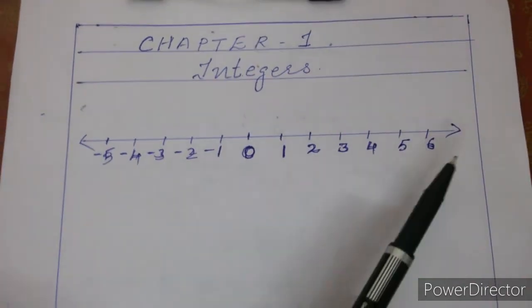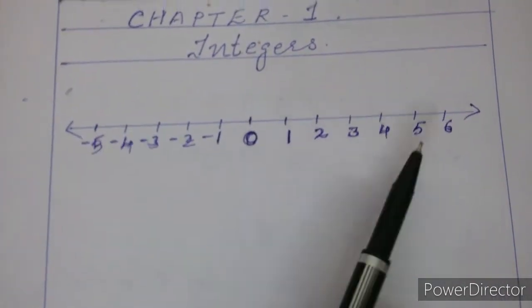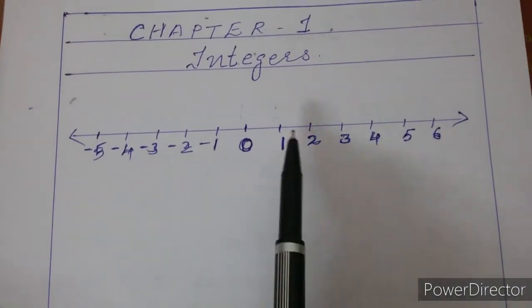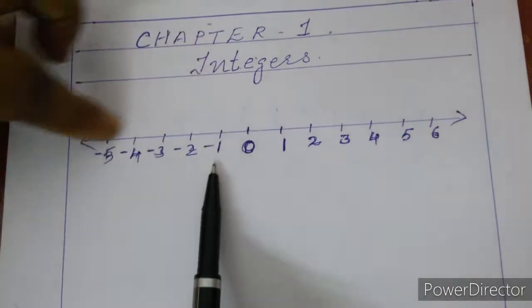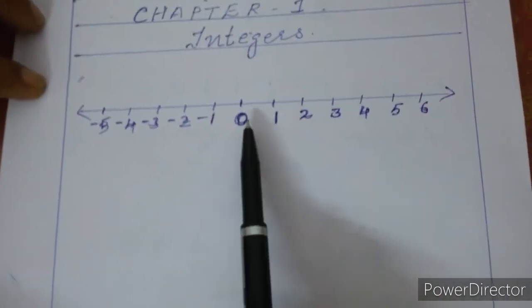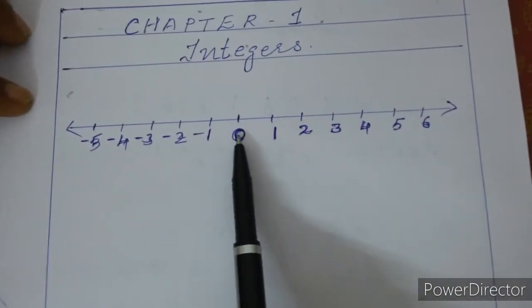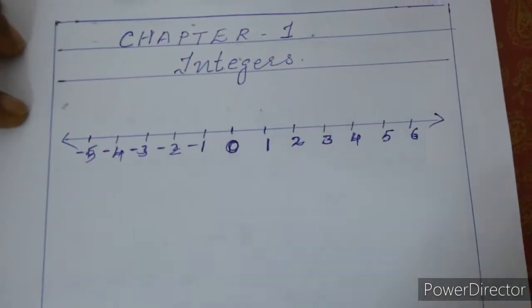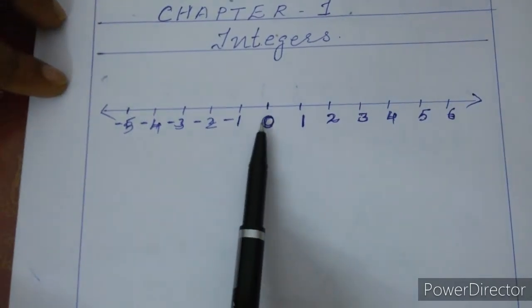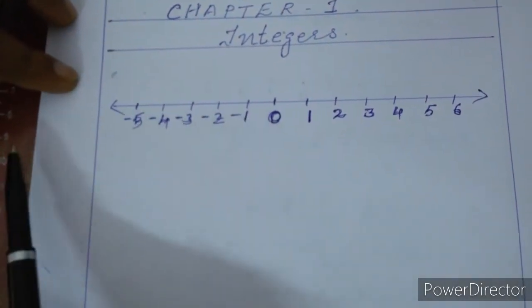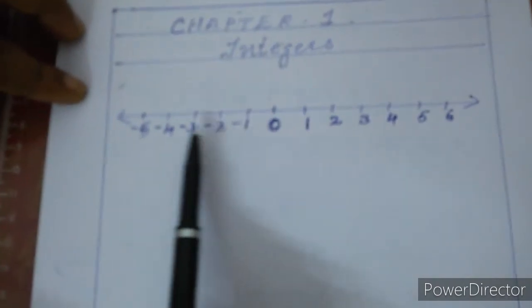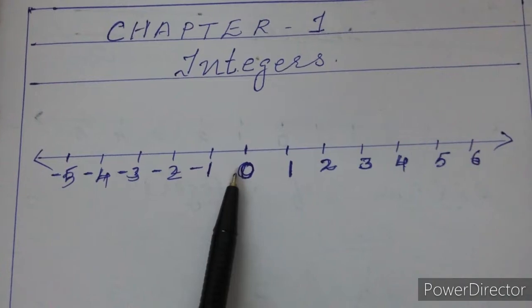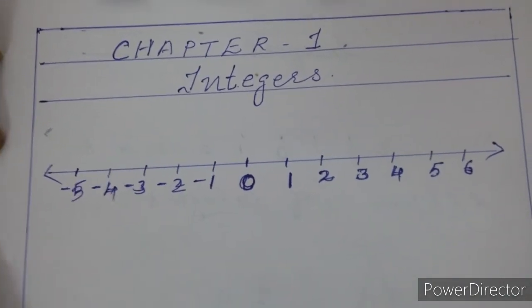Representation of integers on a number line. We know while representing the numbers on a number line, the center is 0, this is the right hand side and this one is the left hand side. Going to the right hand side, the number is increasing: 0, 1, 2, 3, 4, 5, 6, etc. And when we are moving to the left side, it is decreasing. Here -1, -2, -3, -4, -5. So it is going smaller. When we are going away from 0, it is decreasing.